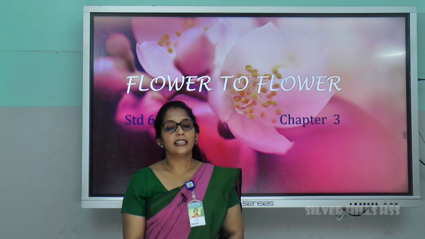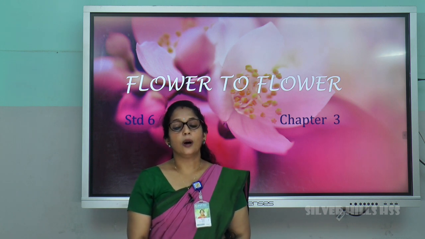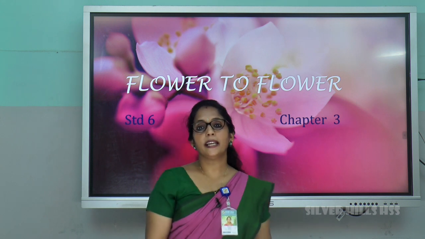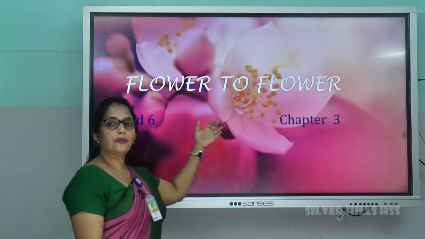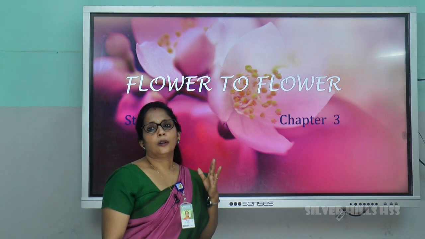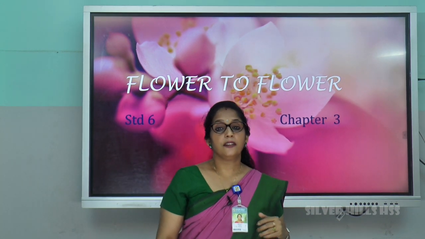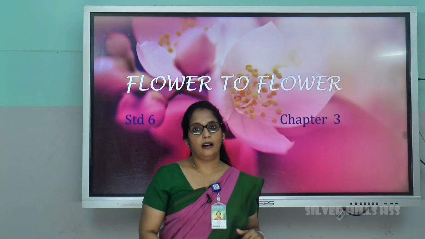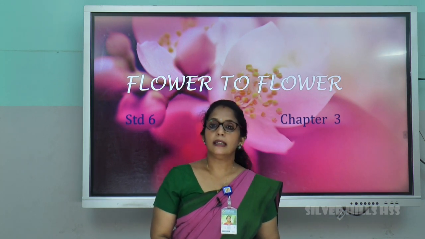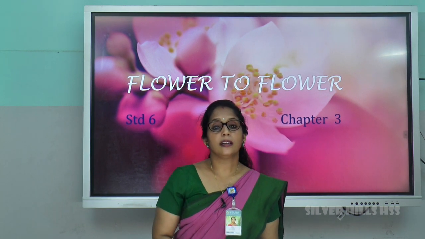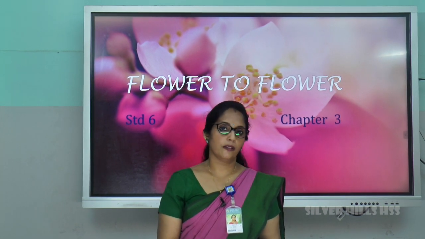Today we are dealing with the third chapter of 6th standard, that is about flowers, and our chapter name is Flower to Flower. All of you have studied the parts of a plant. The different parts of a plant are root, stem, leaves and flowers. Now here we are going to study in detail about flower.